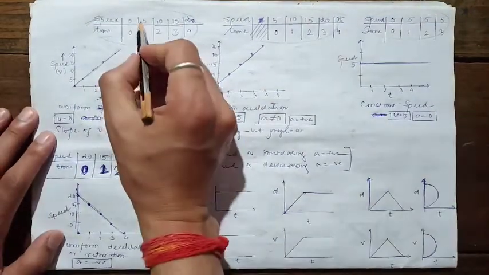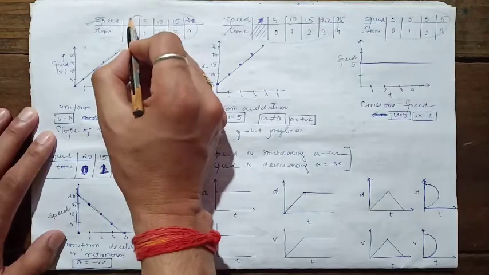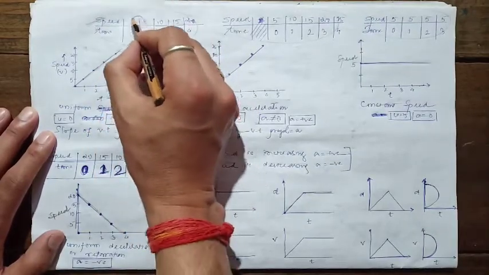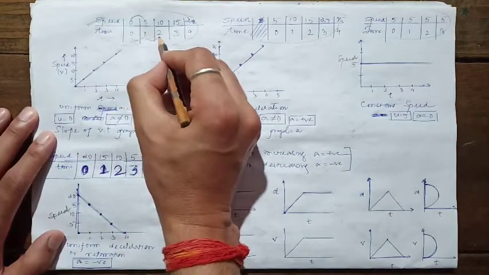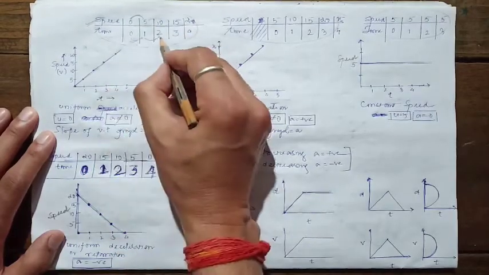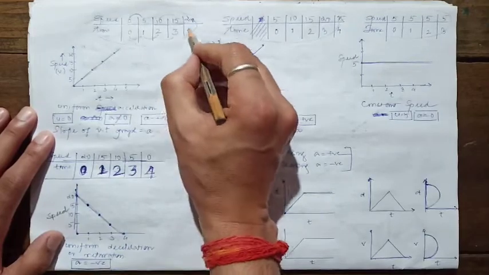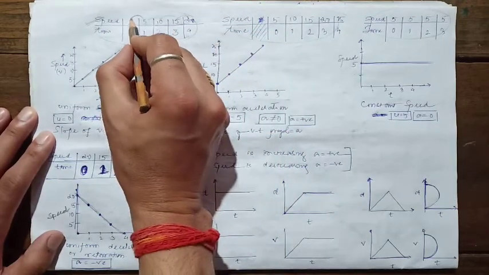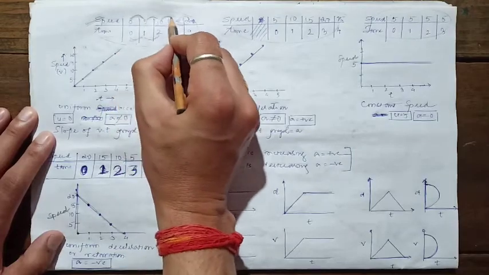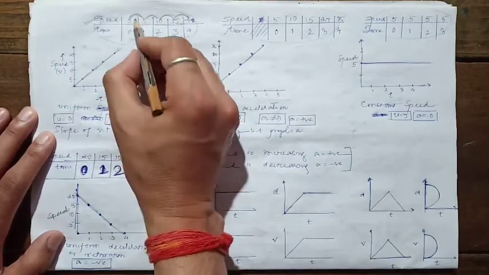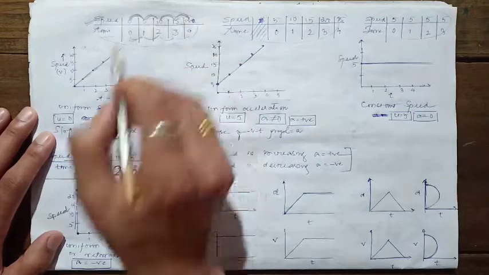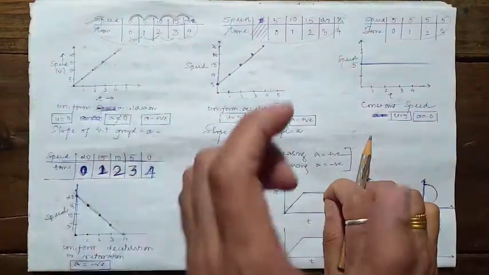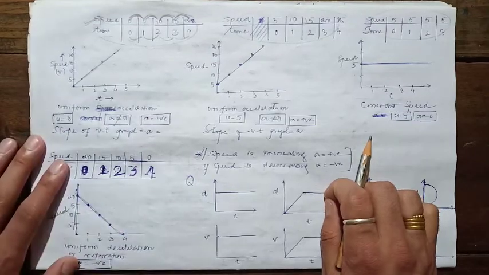So here also you can see the speed is increasing. In the first 1 second, the speed has become 5. Next 1 second, the speed has become 10. Next 1 second, 15. Next 1 second, 20. The speed is increasing. But pay attention, student: at what rate was the speed increasing every second? It was 5, 5, 5, 5. That means the speed was increasing at a constant rate of 5 every second.